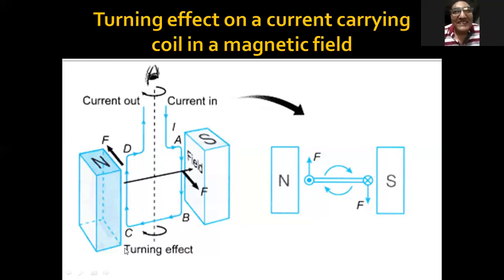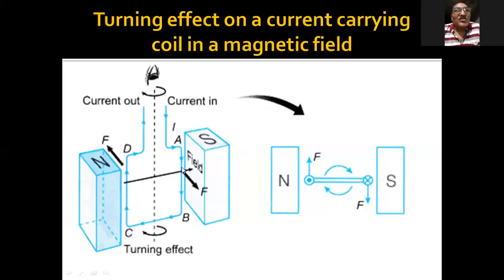I'm interested in the CD because it's a current carrying conductor, which is perpendicular to the magnetic field lines. So it will experience a motor effect. You see, this coil has an axle, so around this axle, this coil can rotate in a clockwise or anti-clockwise manner. When I apply the left-hand rule on the AB side, I came to know that it will experience a force in this direction. When I apply the left-hand rule on the CD side of the coil, I came to know that it will experience a force in that direction.